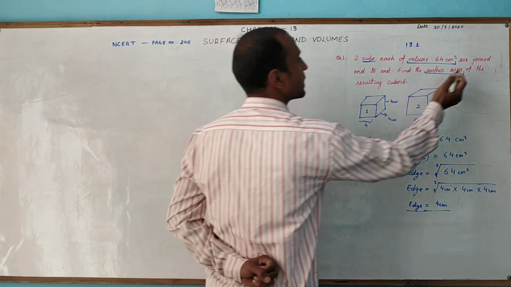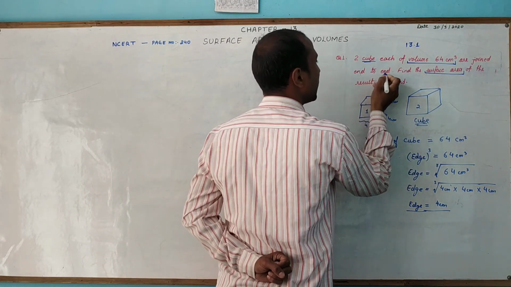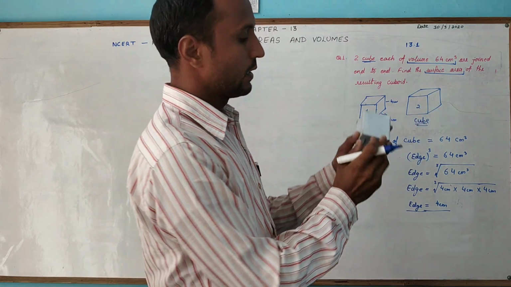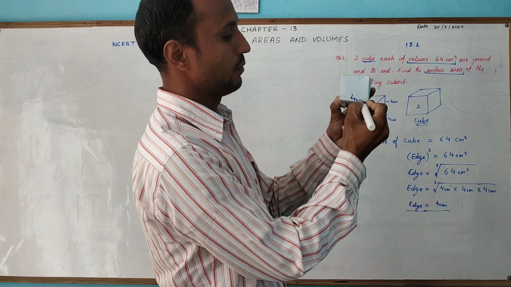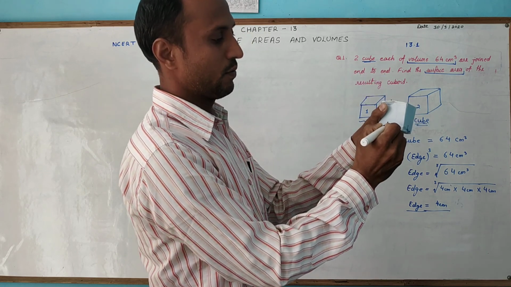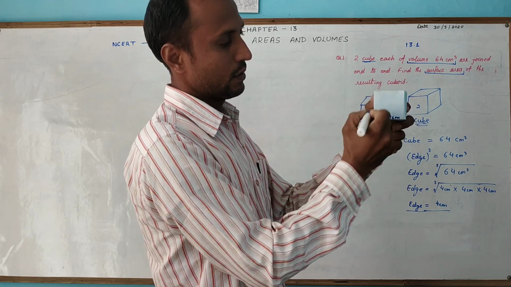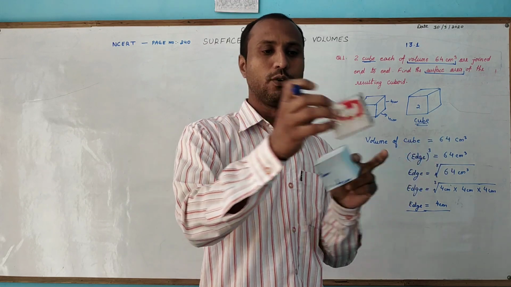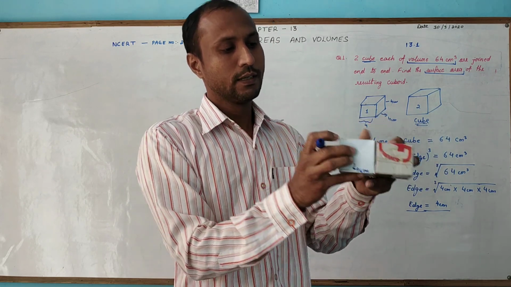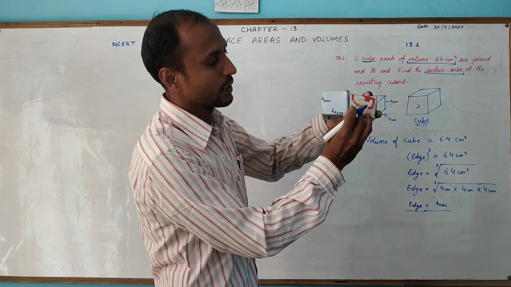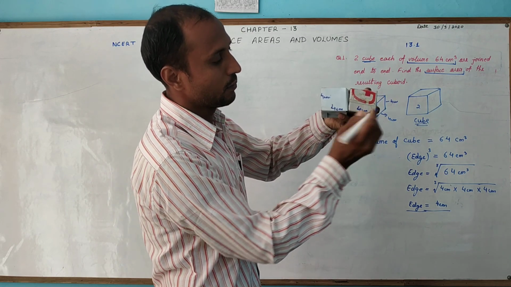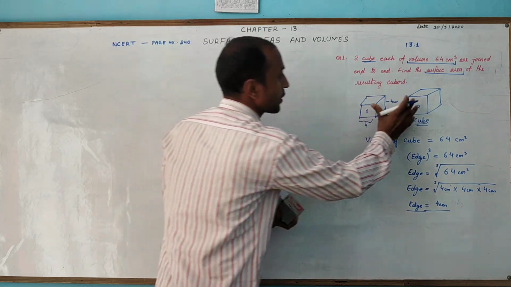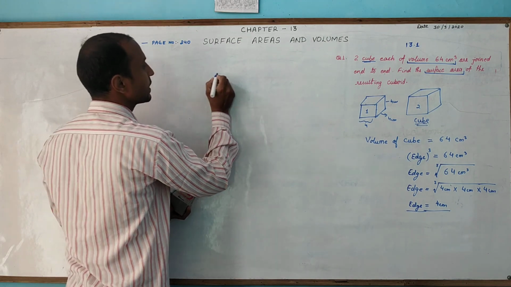Now after that he is asking us, they are joined end to end. After this we are going to join these two cubes. Now this part we got 4 centimeter. This part also we got 4 centimeter and this part also we got 4 centimeter. In this also we got all 4. We are going to join these two like this. So this is also 4 centimeter. This one is also 4 centimeter. And this is also 4 centimeter. This is also 4 centimeter. So after joining we will have a resulting cuboid like this.